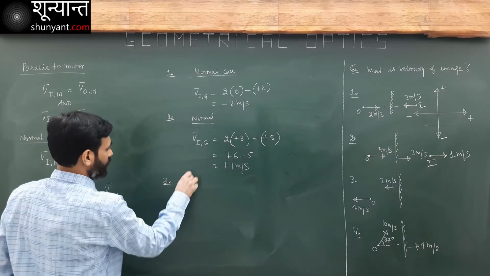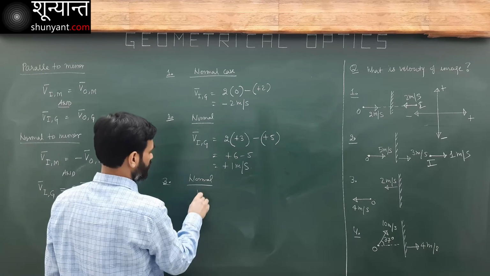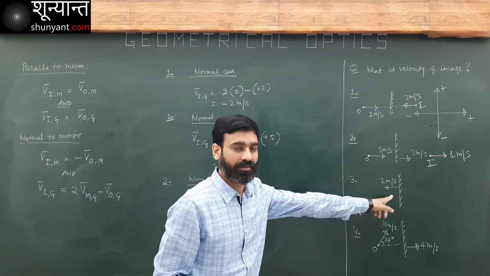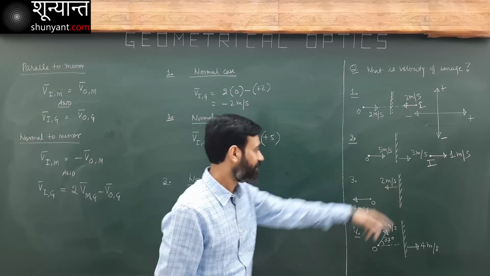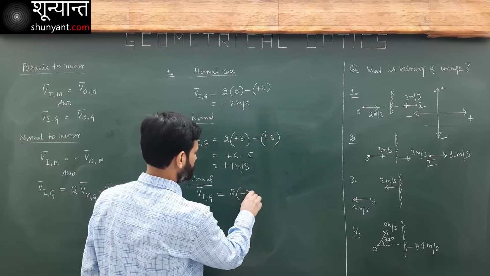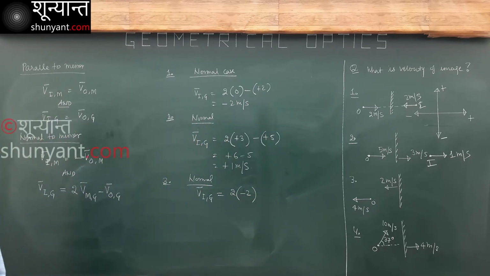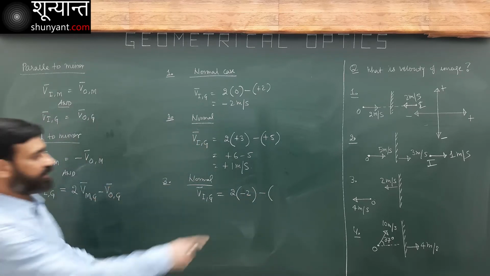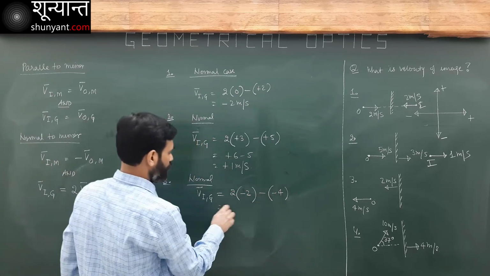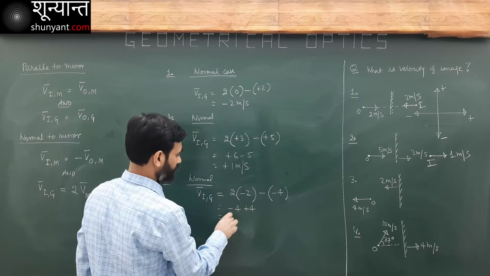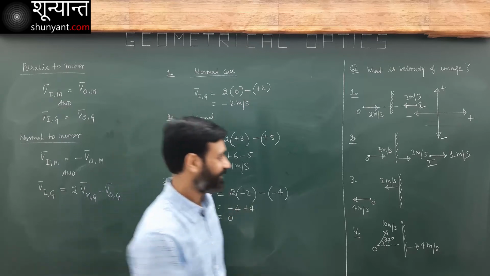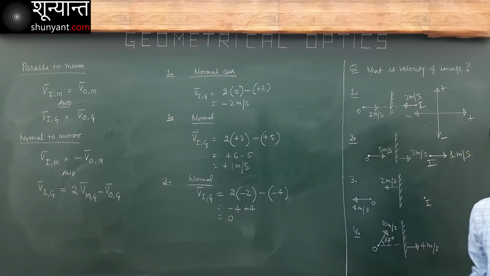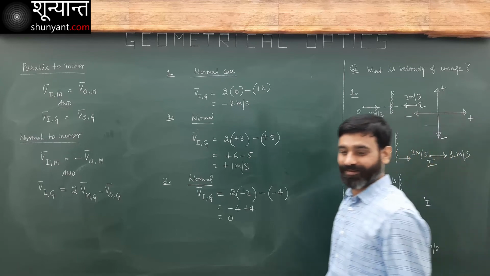Third case, this also is a normal case. Velocity of image with respect to ground is 2 times velocity of mirror, which is minus 2, so 2 times minus 2, minus velocity of object, which is plus 4. It is minus 4. What do I get? Minus 4 minus 4... so the result is zero. Image will not move. Very interesting case. The image does not change. It remains at rest.